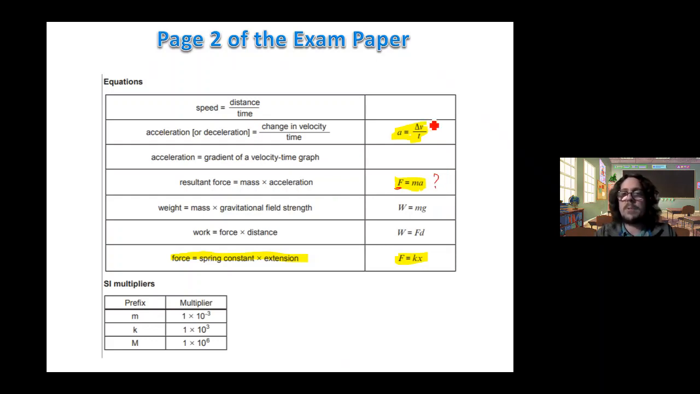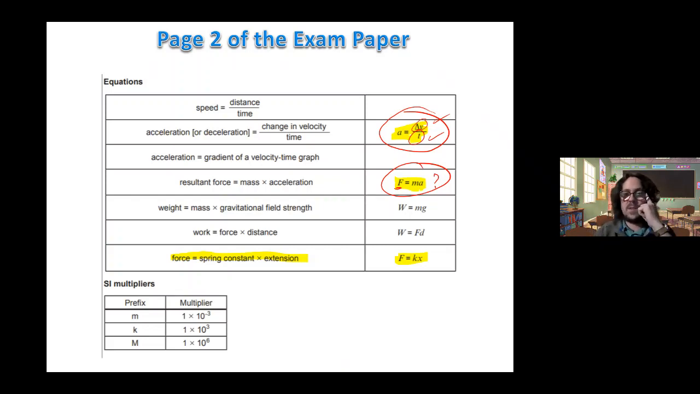So what about this one up here? Yeah, I've got velocity, tick. I've got time, tick. So that's the equation we're going to use. If you're faced with a question on velocity, have a think about it. Is it a question that's involving forces? If it involves forces, you're going to be using Newton's second law. But if it's a question involving speed and time, then you're going to be using this one here.